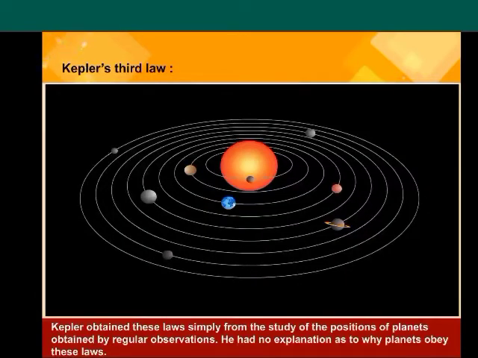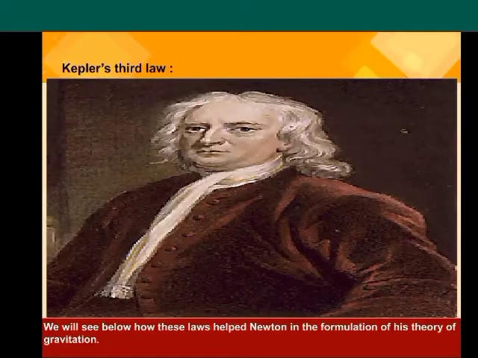Kepler obtained this law simply from the study of the positions of planets obtained by regular observation. He had no explanation as to why planets obey these laws. We will see below how these laws helped Newton in the formulation of his theory of gravitation.